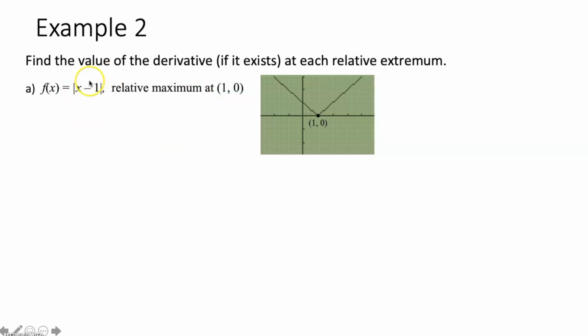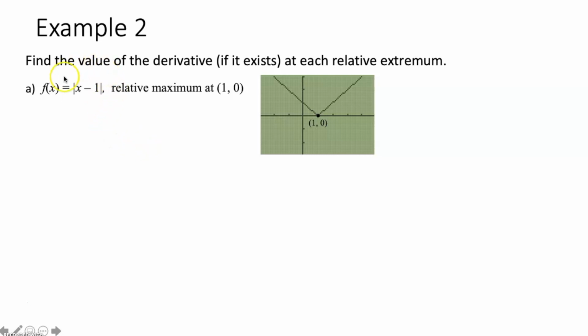So this time we have a function f of x is equal to the absolute value of x minus 1. And we see the graph over here. And we know that at (1, 0), this graph is going to have a sharp turn. It's going to have a corner, meaning that at this particular point, the derivative does not exist. So what should happen here is we should take the derivative of this function, and when we plug in this value, it should not exist. So let's check to make sure that's correct.